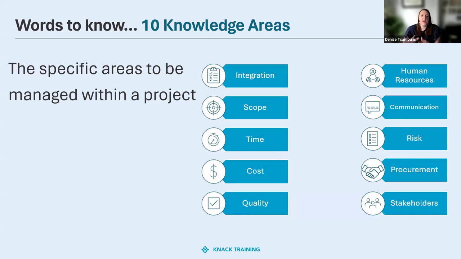Human resources, that may not be an area that you really think about when you think of project management, but they have to be conferred and discussed. Communication, that's one of the largest things in project management, being consistent with your communication. Risk, looking at risk management, risk mitigation, procurement, and then obviously your stakeholders.